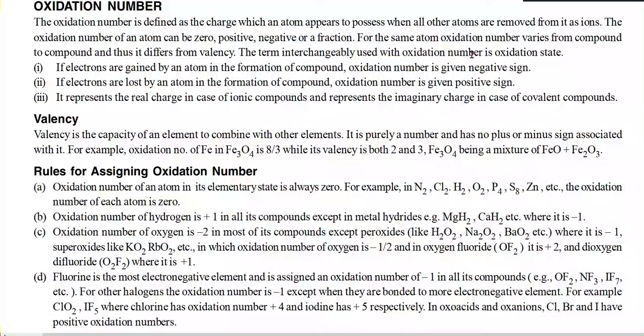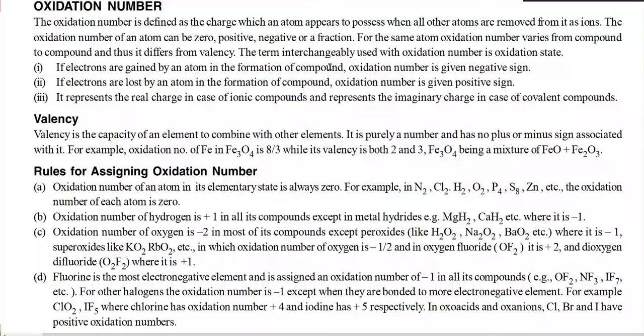For example, in hydrochloric acid, HCl, the oxidation number of chlorine is -1. But in the case of hypochlorous acid, which is HOCl, the oxidation number of chlorine is +1. So we can say that for the same atom, oxidation number varies from compound to compound, and thus it differs from valency. Valency is always fixed.